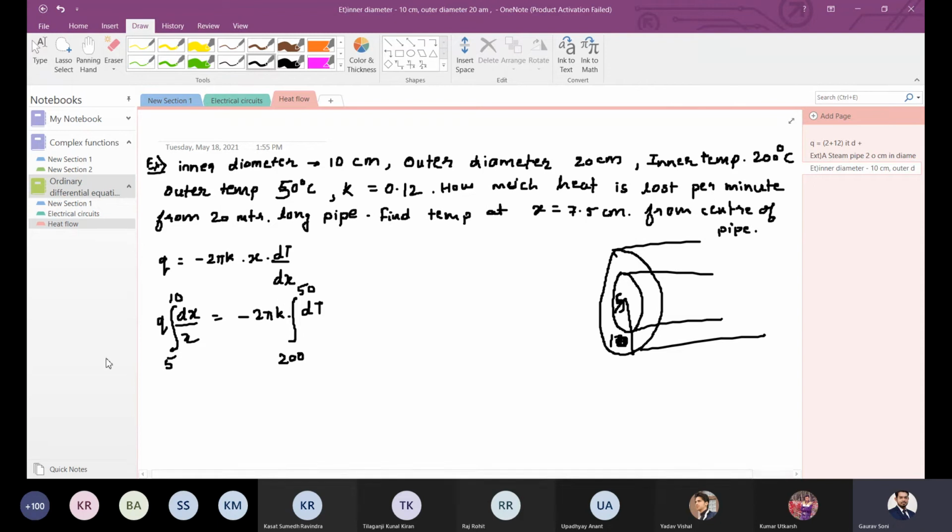So integrating, what do we get? Q log of 10 by 5, which is 2, is equal to minus 2 pi K into 50 minus 200, that will be minus 150. What's the value of Q, anyone?